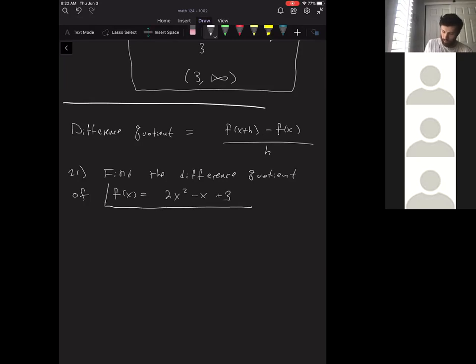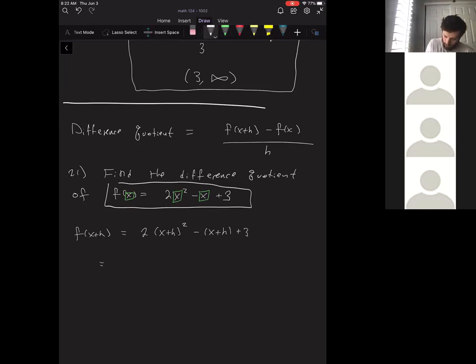We're given this in the problem. So now let's find f of x plus h. And so remember again, whatever we plug inside these parentheses goes here, and it goes here. So now, to find f of x plus h, all we do is plug in x plus h wherever we see that green box. So we're going to have 2 times x plus h squared, minus x plus h, plus 3. Now let's simplify this.